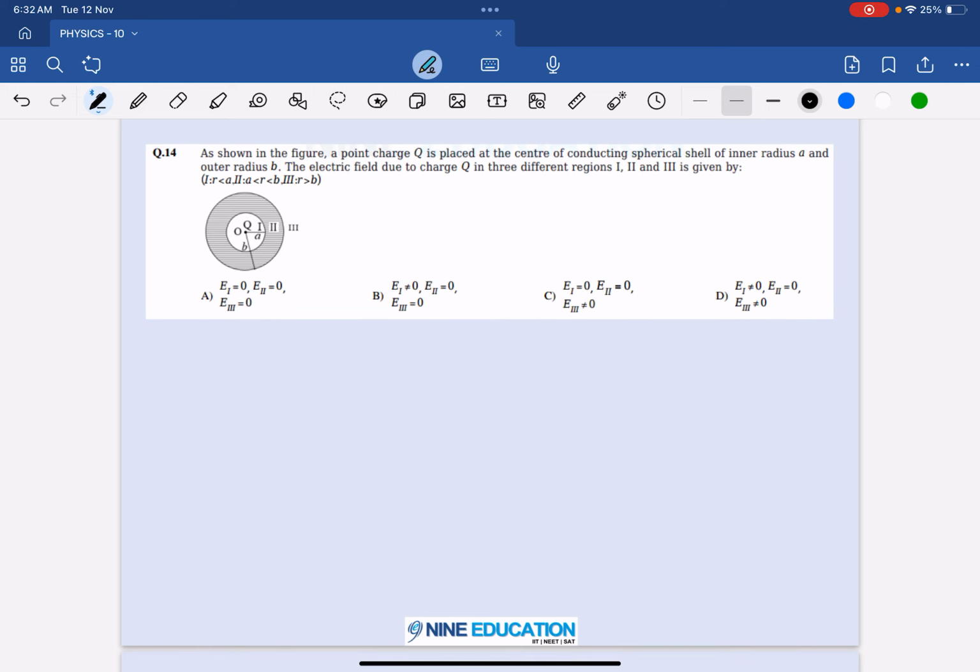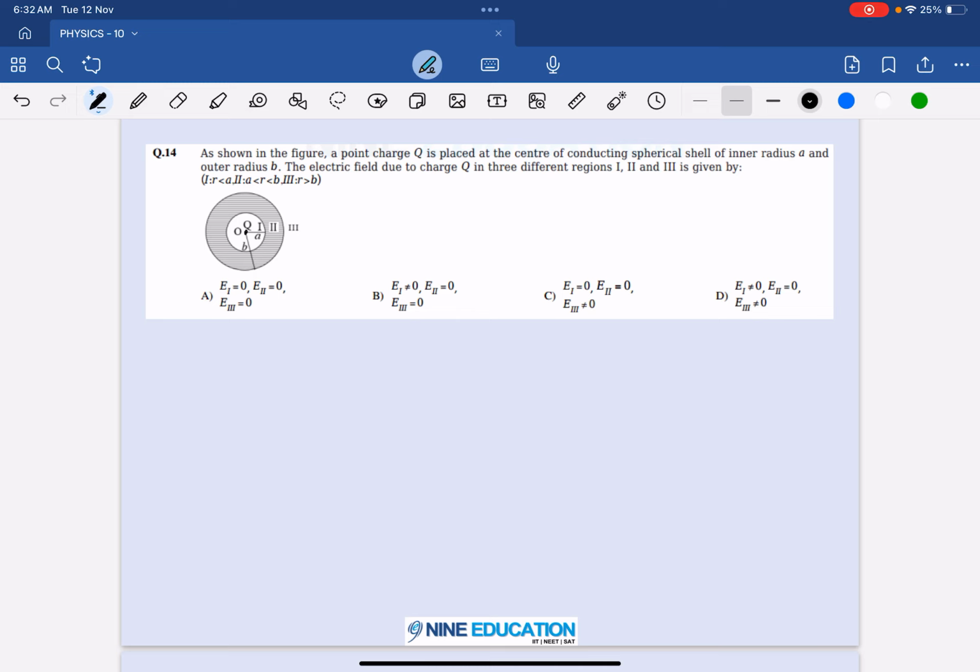Next one we are able to see, as shown in the figure, a point charge Q is placed at the center of the conducting spherical shell of inner radius A and outer radius B. The electrical field due to charge Q in three different regions is... Sir, when the charge is placed inside, field will be there. Yes, field will be there. So who's saying field is not there? Field is not equal to 0.